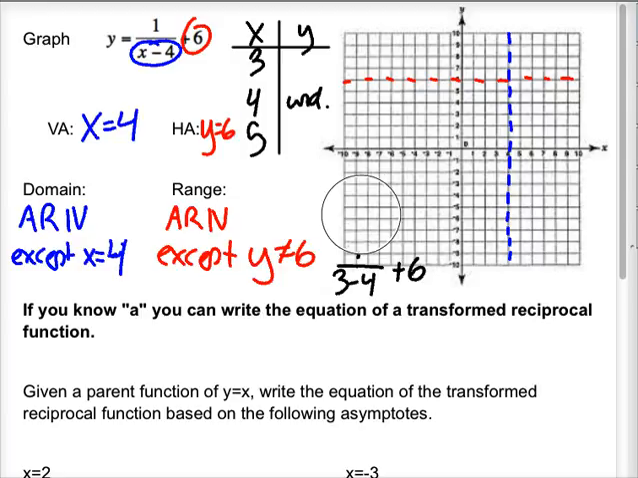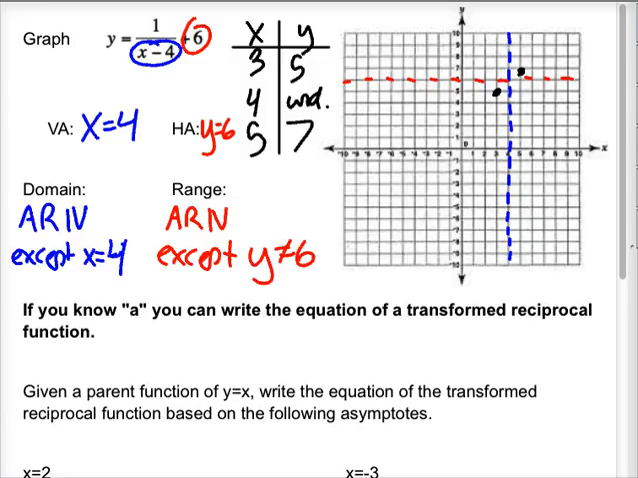So 3 minus 4, well, that gives me a negative 1. 1 divided by negative 1 is just negative 1. Negative 1 plus 6 is going to give me 5. So I have my first point at 3, 5. Now I'm going to plug 5 in. Well, 5 minus 4 gives me 1. 1 over 1 is just 1. 1 plus 6 gives me 7. So I have my other point now, 5, 7.